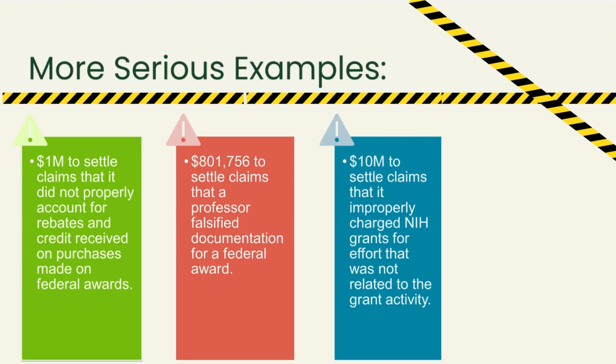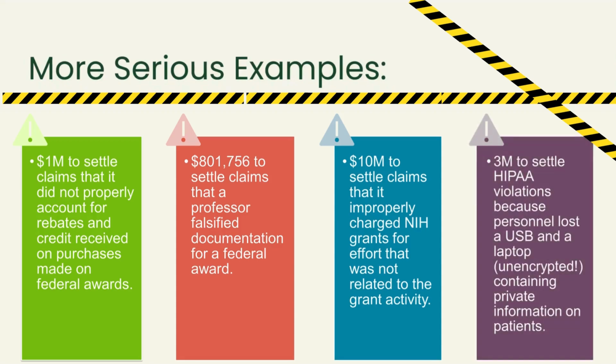Another paid $10 million to settle claims that it improperly charged NIH grants for effort that was not related to grant activity. Oops, I skipped one, but we'll go back. So again, if you charge somebody to an award and there is nothing in the RPPR about that person and what they did and how they benefited the project and what work they did for the project, that is improperly charging the grant for their effort.